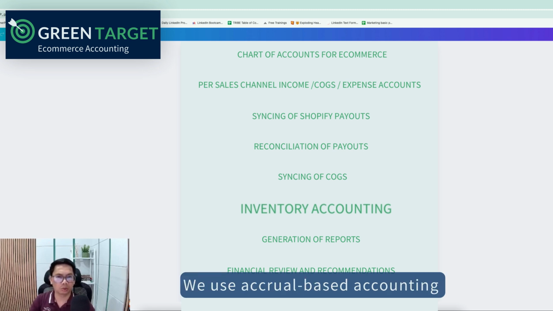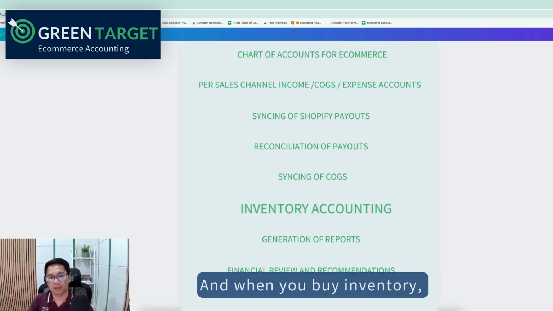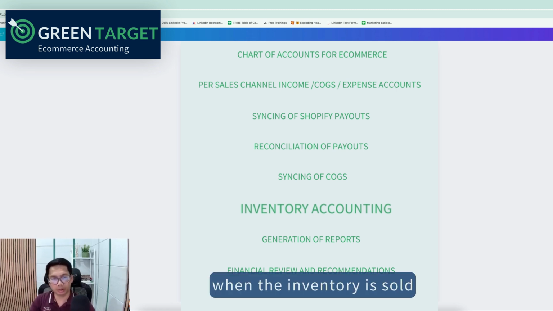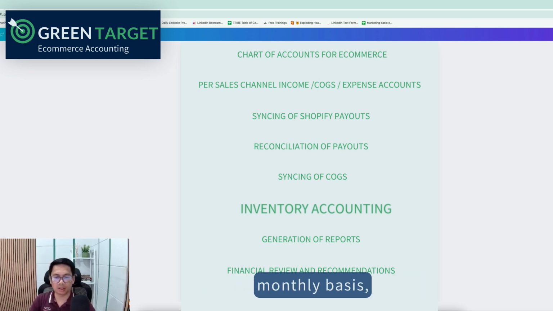We use accrual-based accounting for inventory. When you buy inventory, we put it on inventory asset. When the inventory is sold, we put it on the cost of goods sold, and then we get the ending inventory on a monthly basis. And so you will have an accurate inventory on the balance sheet every month.